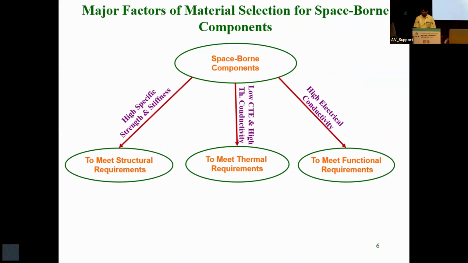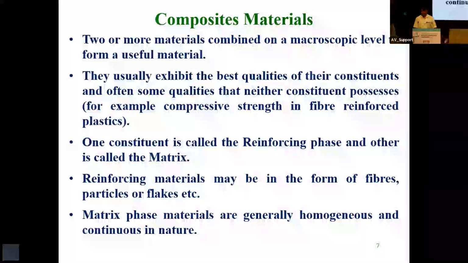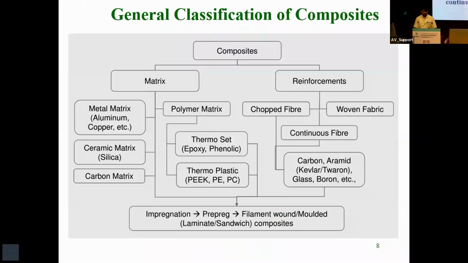First, high specific strength and stiffness is required for the material to be launched and used in the spacecraft. Second, it should be dimensionally stable, meaning low CTE, low CME, and so on. And third, for application purposes, it should be electrically conductive. This is the basic definition of composite material. I think everyone knows it, so I will skip this slide.